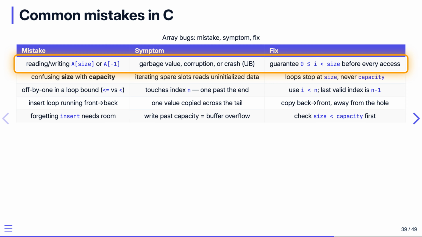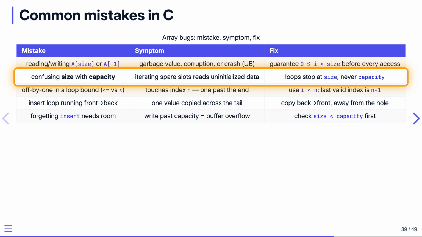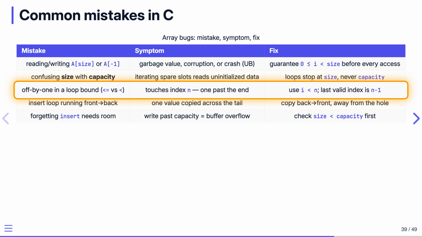before every access. Second bug, mixing up size and capacity. Size is how many values you have. Capacity is how many slots you reserved. If your loop runs into the spare slots, it reads uninitialized data, so loops must stop at size, never at capacity. Third bug, an off by 1 in the loop bound.